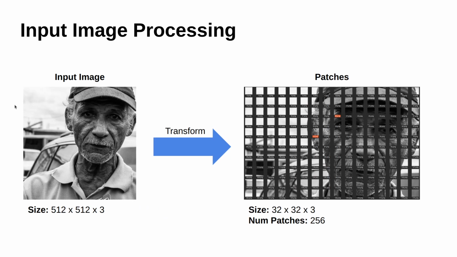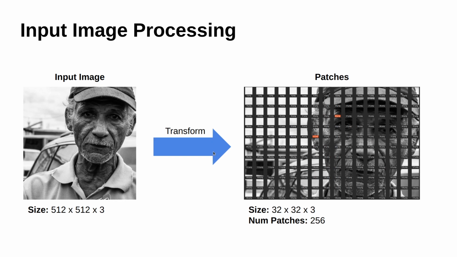Now in transformers, the input image processing is really important. So this is our input image of size 512 by 512. This is an RGB image, so it has 3 channels. You can see it as grayscale, but we're assuming we take an RGB image. And then we need to transform it into smaller patches. Let's say the size of patches is 32 by 32. So the total number of patches we have is 256. So we need this transformation.